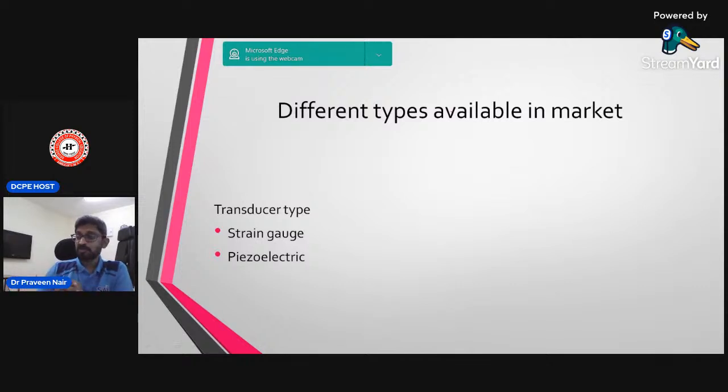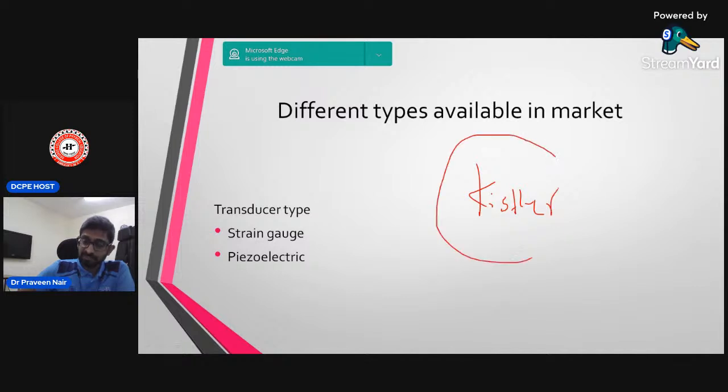Personally, for highly dynamic activities, piezoelectric is the best. For certain dynamic activities, strain gauge is best. For long balance based studies, go for strain gauge. There are many companies available in the market. Kistler is the only company which makes force platforms using piezoelectric sensors, piezoelectric transducers.